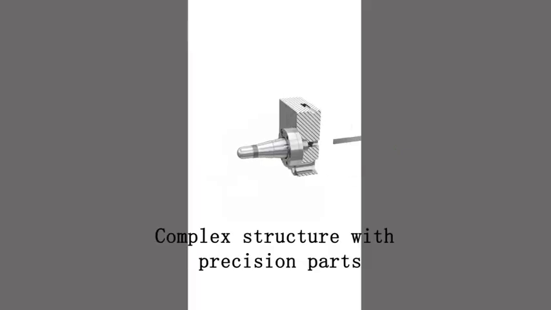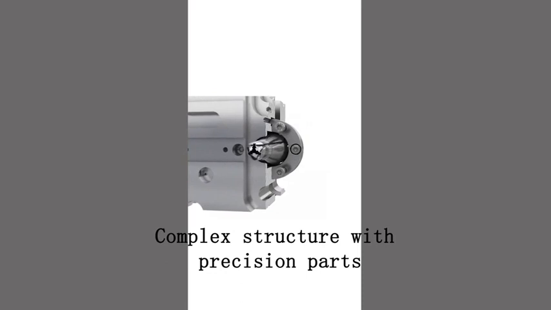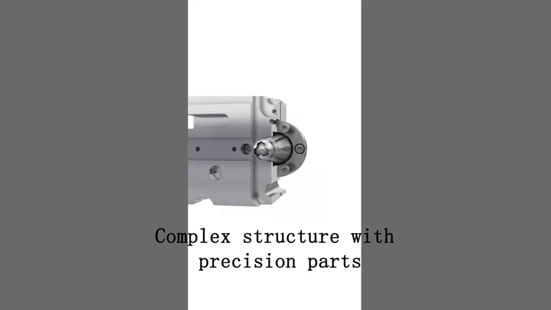Collapsible cores are particularly useful for creating complex parts with internal undercuts, threads, holes, or other intricate features that would otherwise be challenging to manufacture using conventional molding techniques. They allow for efficient production of complex parts while ensuring smooth ejection from the mold.